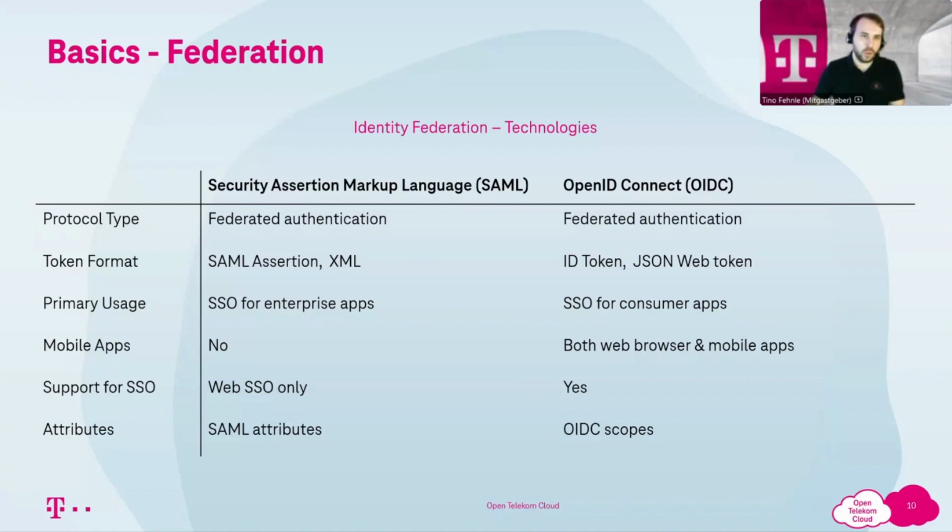For setting up Identity Federation, there are 2 major protocols which are used: the Security Assertion Markup Language, called SAML, or OpenID Connect, OIDC. As you will see later, Open Telekom Cloud Identity and Access Management supports both. In the table, you will see some differences between both protocols. I don't want to go into details for each of them. The summary in a short version is: SAML is mostly used in enterprise applications and legacy applications, and OpenID Connect is the more current protocol, more suited for consumer web applications, but also for mobile applications.